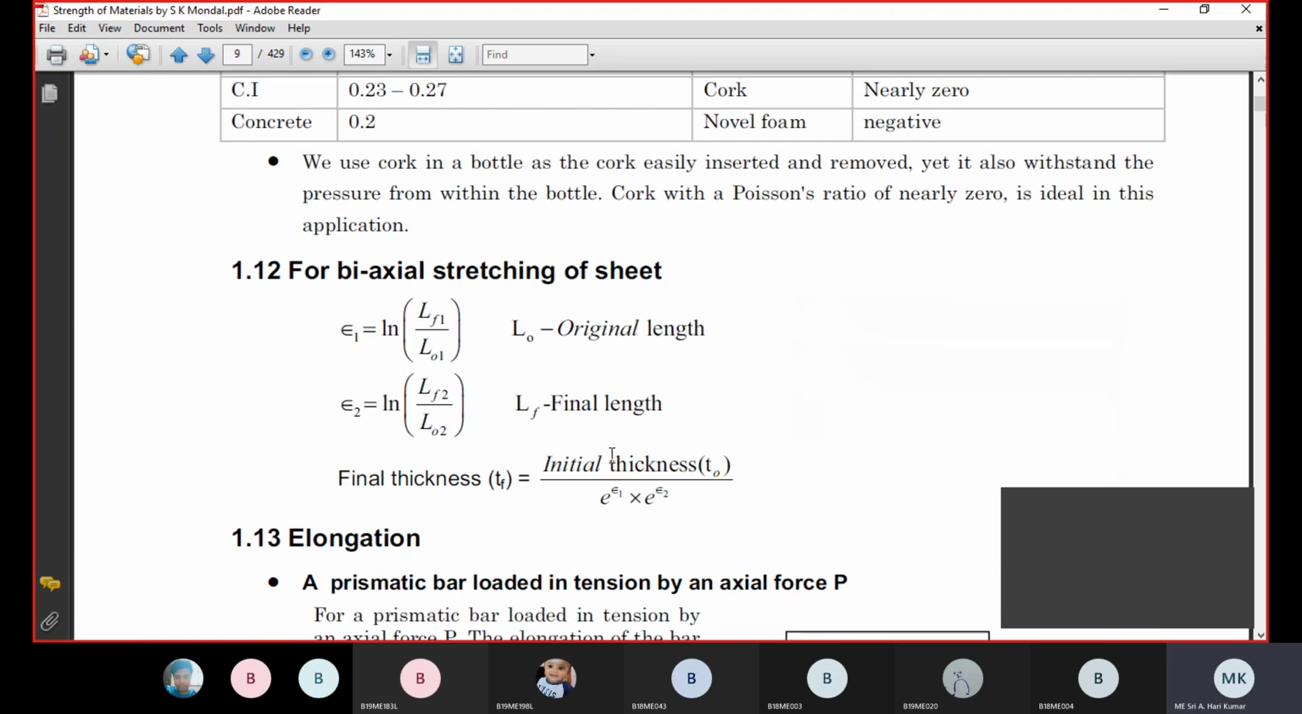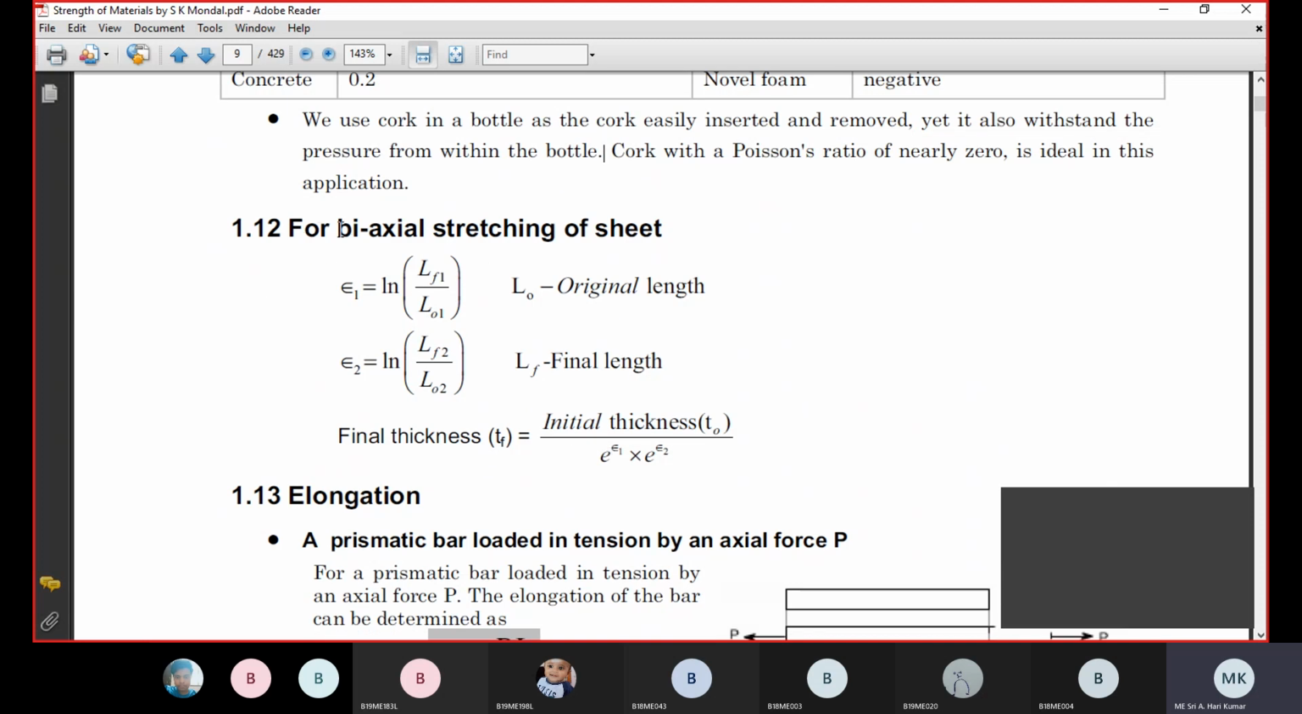Okay, coming back to Poisson's ratio. What is this biaxial stretching of a sheet? When you take a sheet, the thickness will be very low. It has a length and breadth, but very little thickness. So we call that a sheet. Now, in that case, when we apply a load in one direction, there will be a biaxial stretching because the thickness is very low.